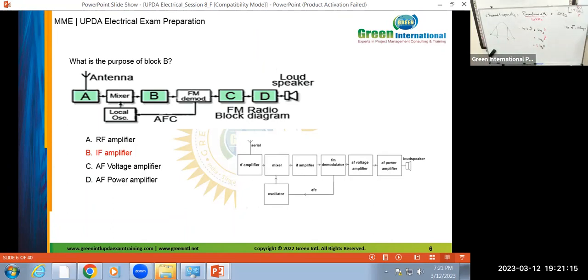Like in power systems, we have an SLD, we have A, B, C, D. B stands for current transformer. We have different symbols. Similarly, here we have a question like this. So again, you need to remember all the other options also, what B refers to, what C refers to, because in your exam, they may change the questions. So this is the block diagram for the FM radio.